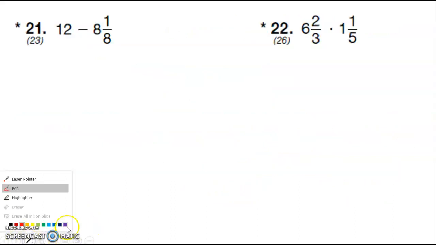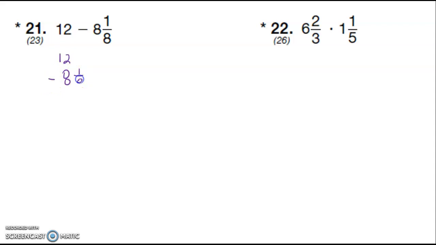Okay, let's change colors. I'm going to do this vertically because it makes more sense to me. That way you can do it however you want. But I'm going to have to borrow. So this is going to be 11 and 8/8. 8 minus 1 is 7/8. 11 minus 3, 11 minus 8 is 3. Getting ahead of myself there.